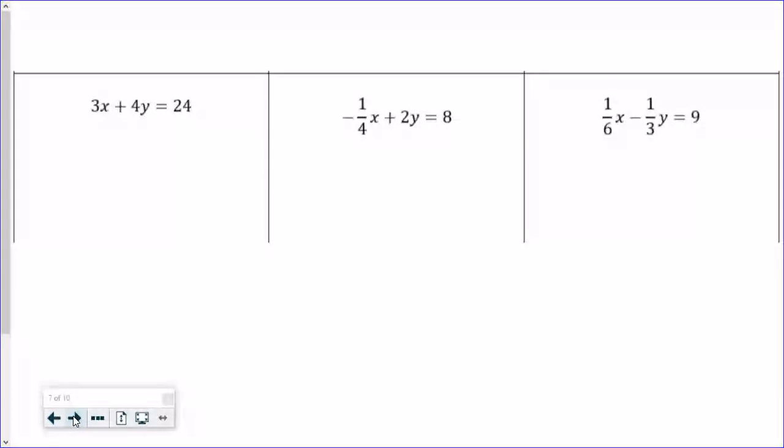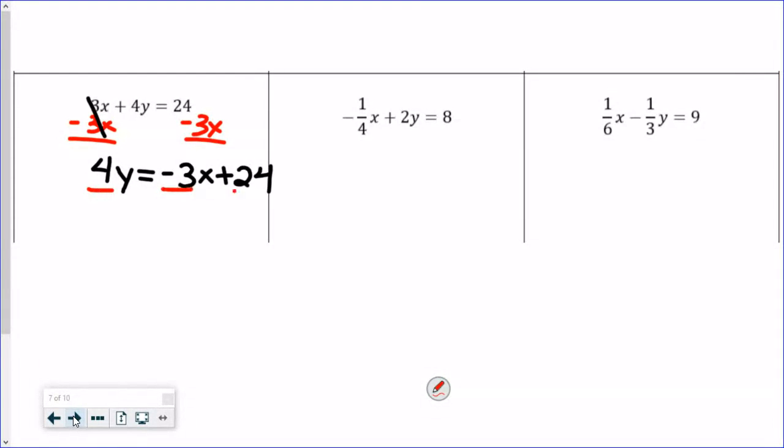And we're going to keep going with these. Again, you can fast forward if you're good with that. If not, minus 3x. And remember, we want the x first. So we have 4y equals negative 3x plus 24. Do not combine those. Divide, divide, divide. 4, 4, 4. So we keep this a fraction and just reduce that.